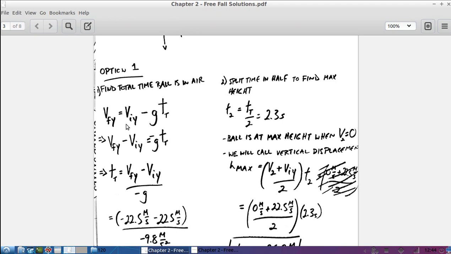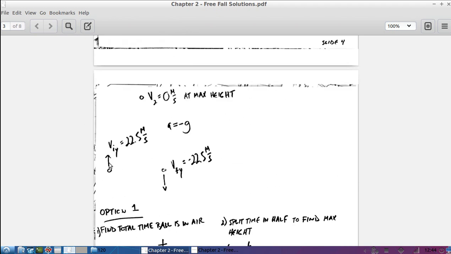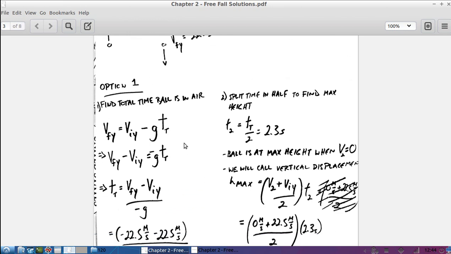This equation doesn't care that you started going in this direction and then you came back down, you changed direction up here, you had a max height. This equation is saying, what's your initial velocity? Good. What's your final velocity? Good. Here's the acceleration. I'm going to tell you the total time that that ball goes from this velocity to that velocity. So this is going to tell me the total time the ball's up in the air.